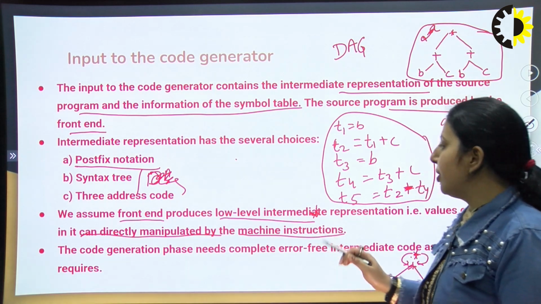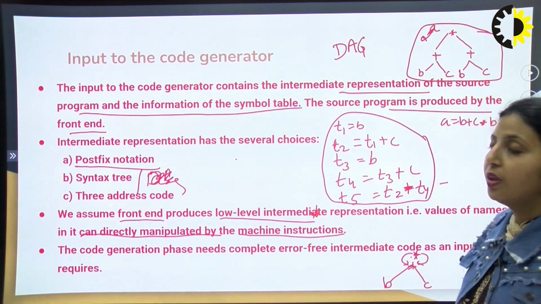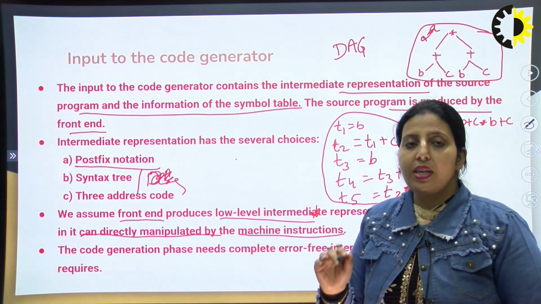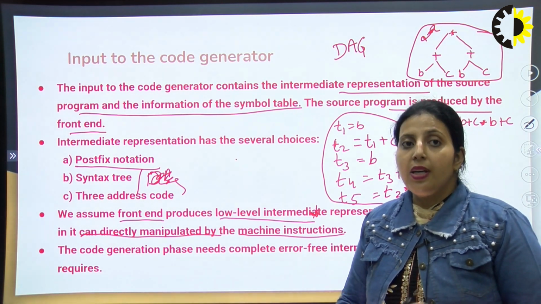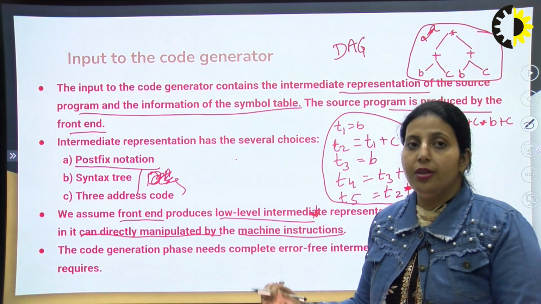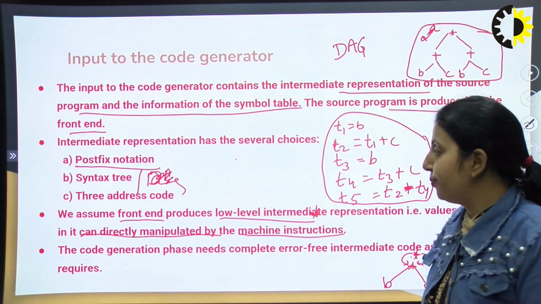Now the code generation phase needs a completely error free intermediate code as input. That's why this is a design issue, meaning the input to the code generation is a design issue for the code generator.